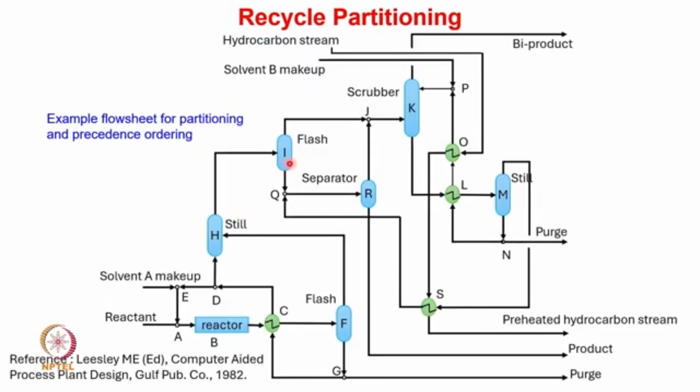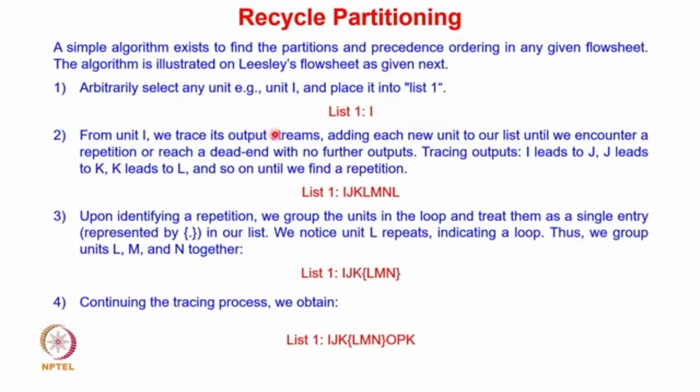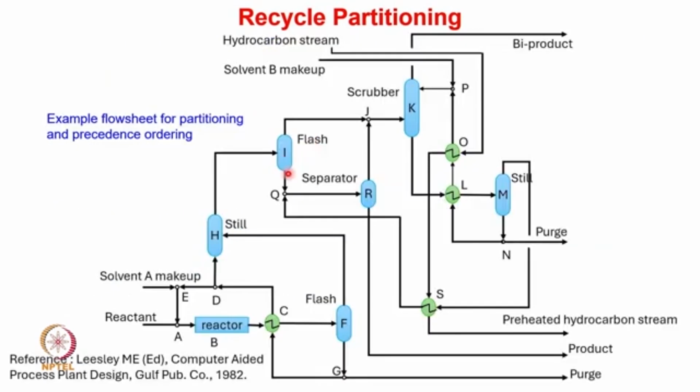So unit I is where? Unit I is here. This unit I have selected arbitrarily. I could have selected any other unit, isn't it? Then after that, we put that unit in list 1. So list 1 is now comprised of unit I. For unit I, we trace its output streams. So we look at this unit I and try to find out what output streams it has.